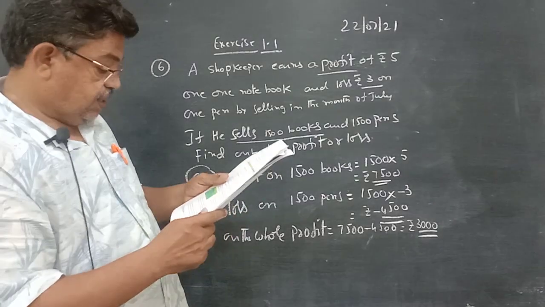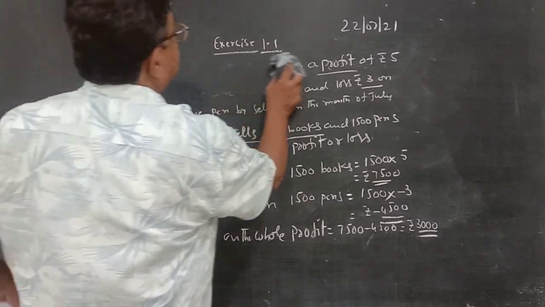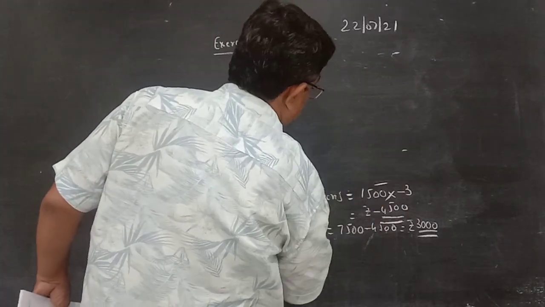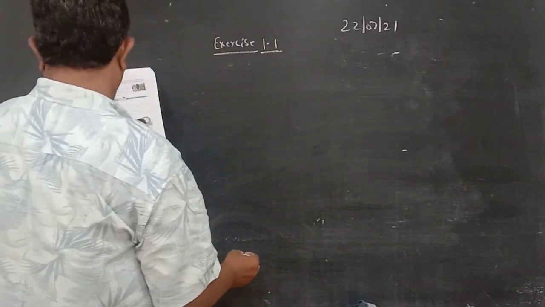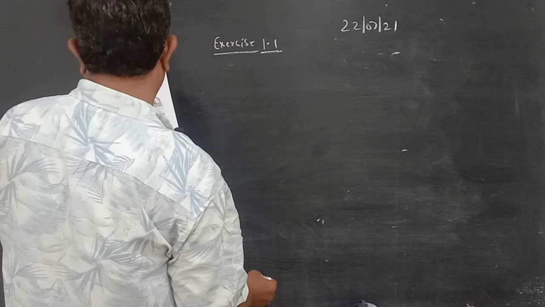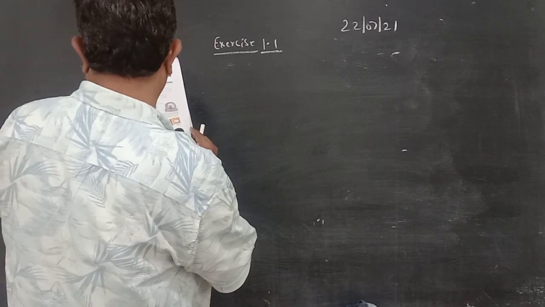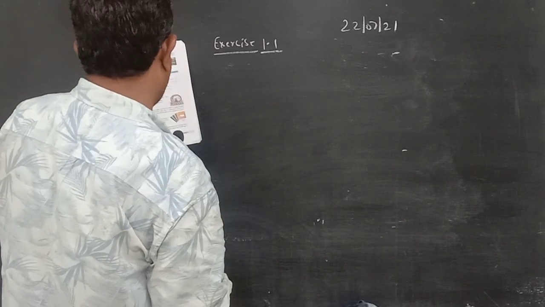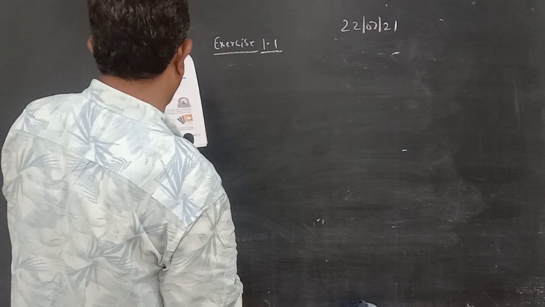So this is the sixth question. A cement company earns a profit of rupees 8 per bag on white cement and a loss of rupees 6 per bag on grey cement. The company sells 2,000 bags of white cement and 3,000 bags of grey cement in a month. Find out its profit or loss.